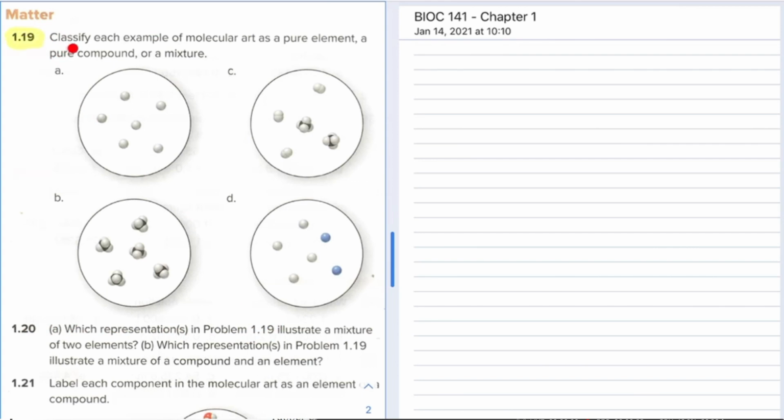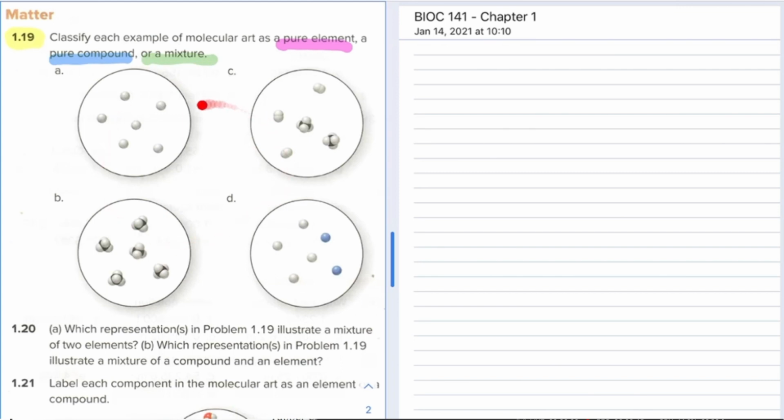19 says to classify each example of molecular art as a pure element, a pure compound, or a mixture. So we got 4 examples of molecular art, and we want to know which one is a pure element, which is a pure compound, and which one is a mixture. So let's look at these 4 in turn.